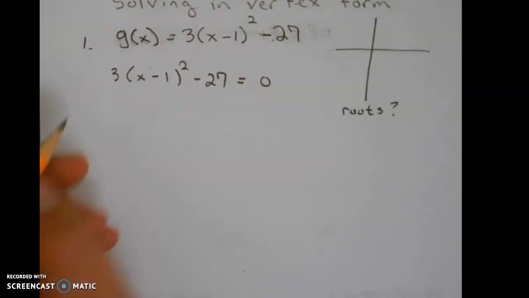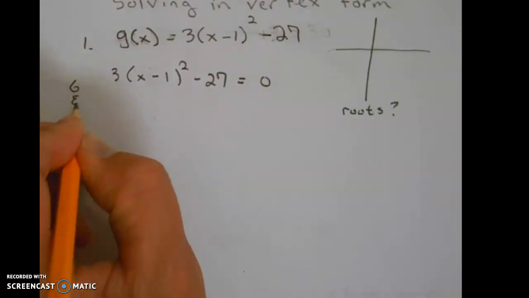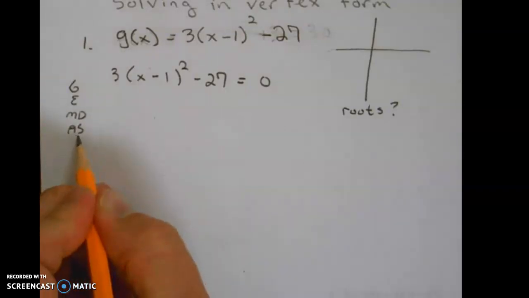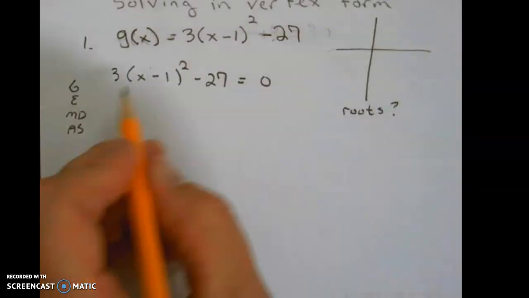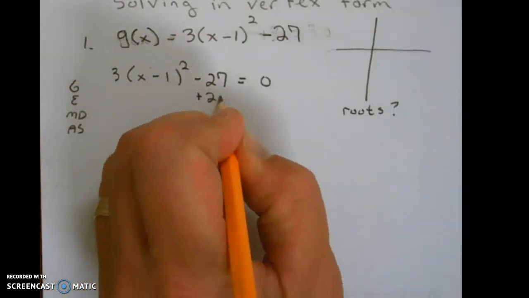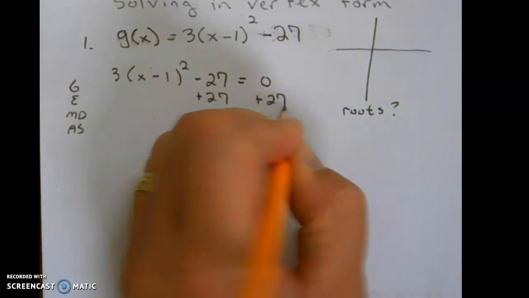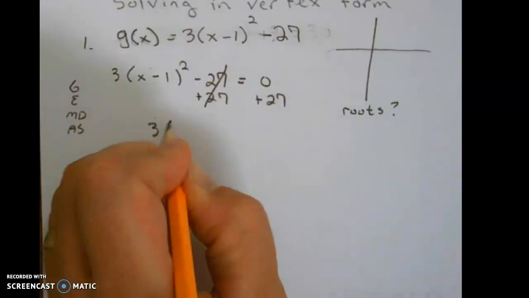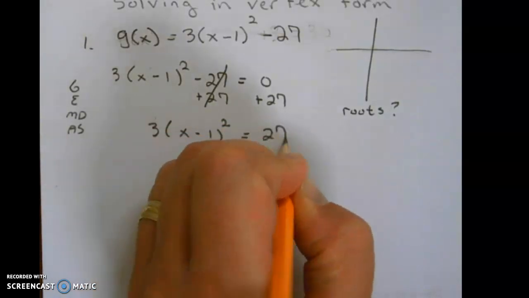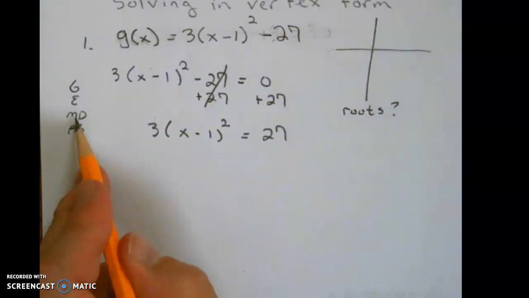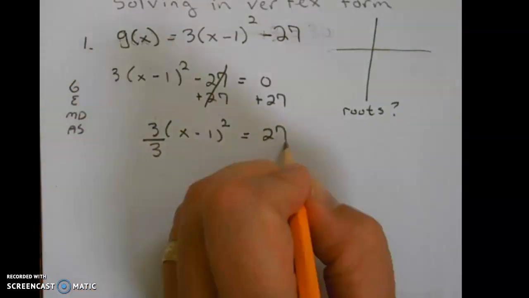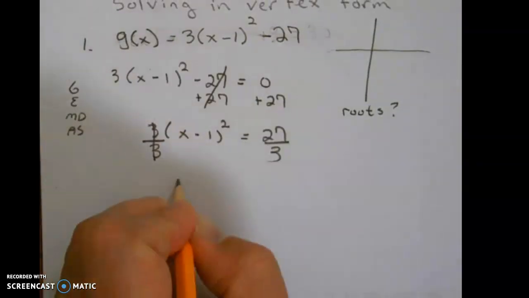So remember, when solving, we undo GEMDAS backwards. So we start by undoing adding and subtracting. So to isolate the variable x, we're going to add the 27. Remember, what you do to one side, you do to the other side. Then we're going to undo multiplying and dividing. So since we have multiplying here, we're going to divide to cancel that out.